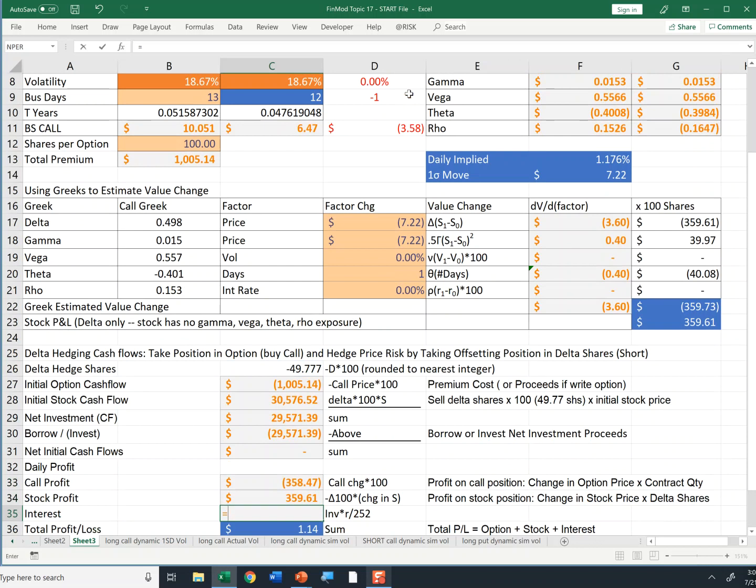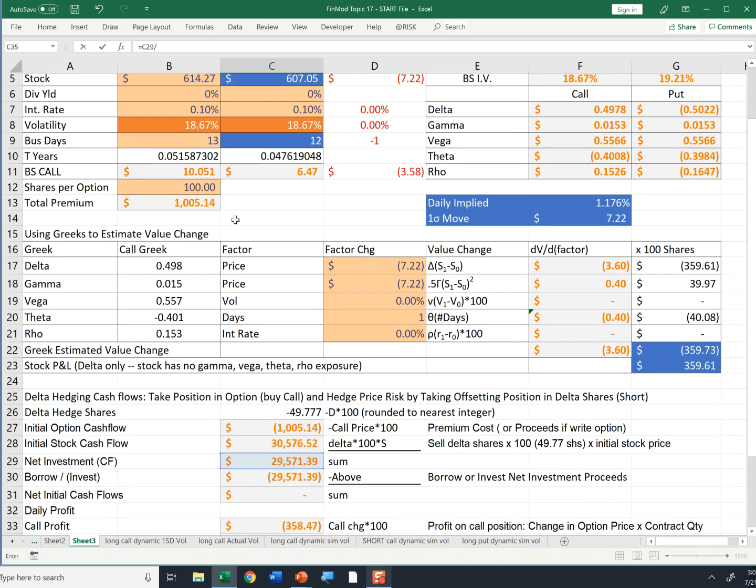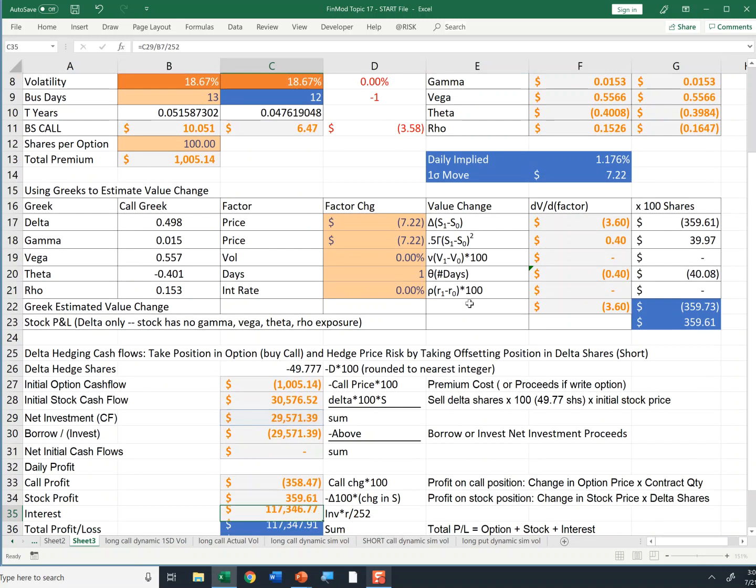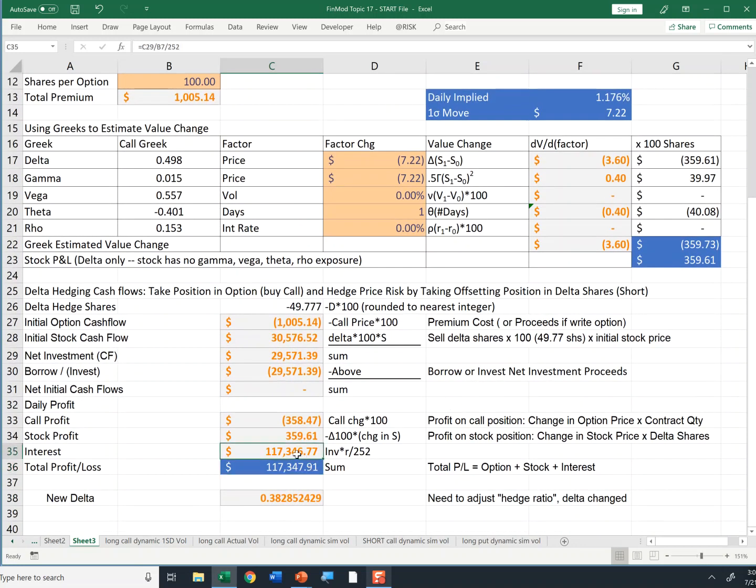I then have this interest that I've earned on $29,571. I'm going to take that, multiply by the risk-free interest rate, 10 basis points. Divide that by 252 to get 1 day's interest. Whoops, I need to multiply that investment balance times the interest rate and divide by 252. And what I get is 12 cents of interest for 1 day.